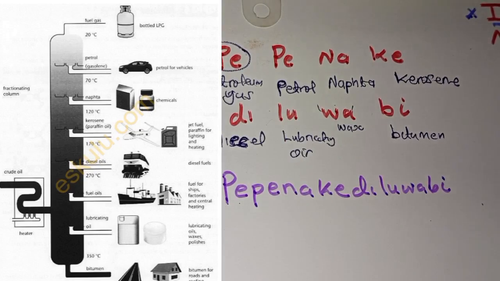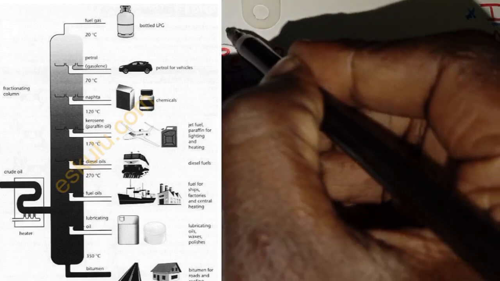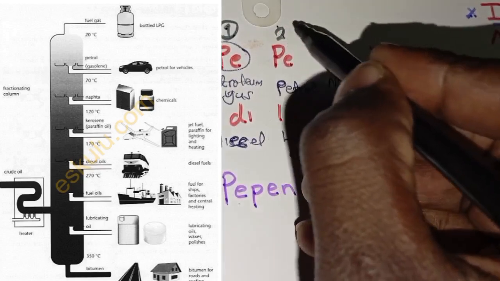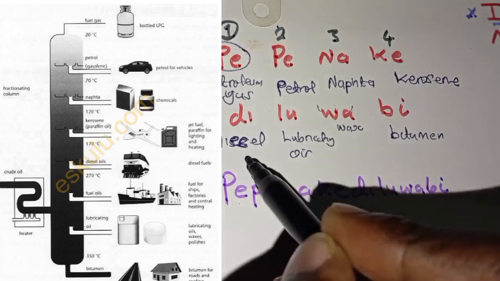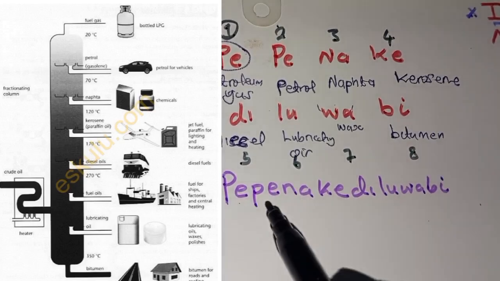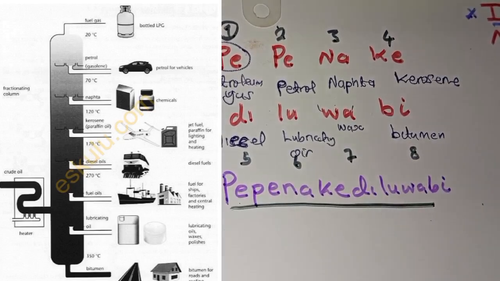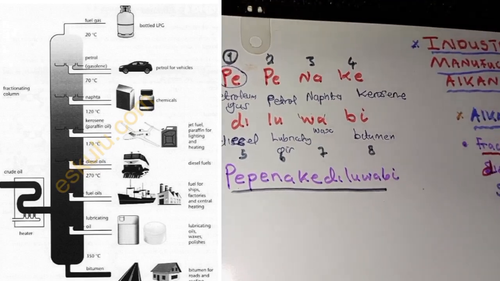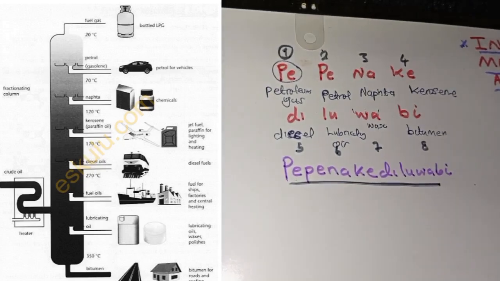So now, why am I doing this? You need to know the order, because sometimes the diagram will come out blank. So this is number 1, 2, 3, 4, 5, 6, 7, 8. They all fit into this word, whichever way you want to pronounce it, but it's just a way for you to remember. So now that we know this, let's focus on the diagram there.